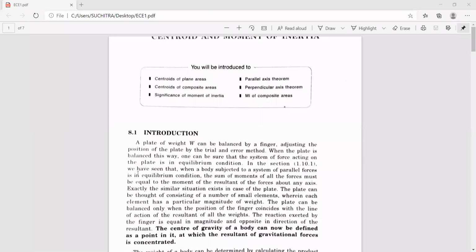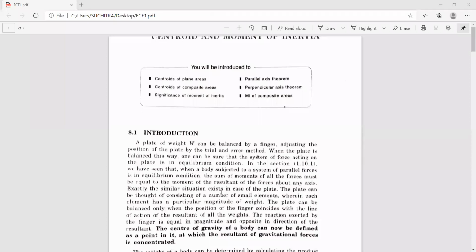In the first chapter we have discussed that when a body is subjected to a system of parallel forces which is in equilibrium condition, the sum of moments of all these forces must be equal to the moment of the resultant of the forces. That is nothing but the concept of Varignon's theorem. The moment of the resultant will be equal to the algebraic sum of the moments of all the forces about any axis.